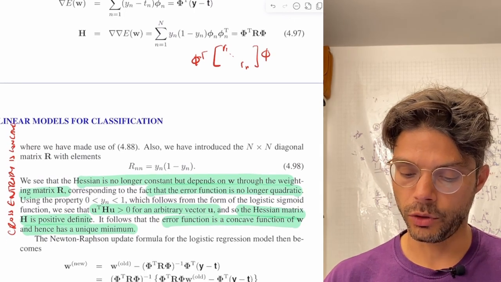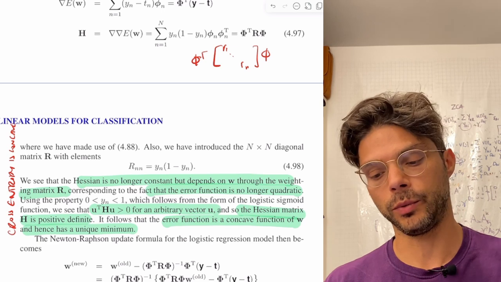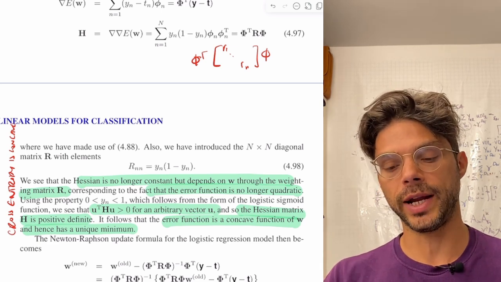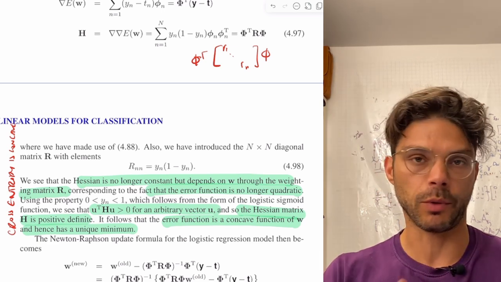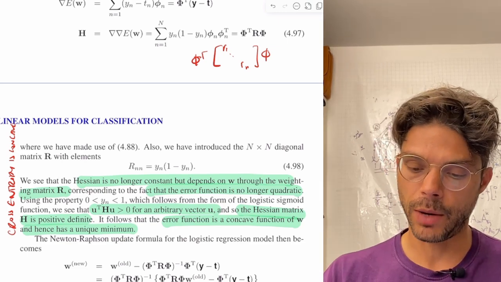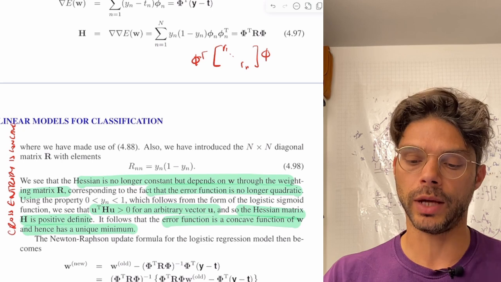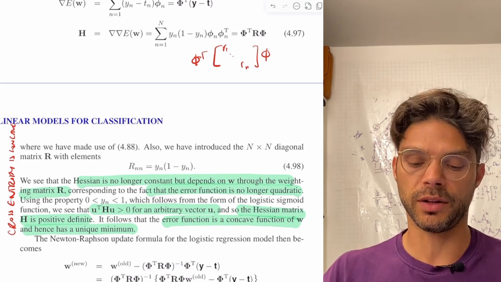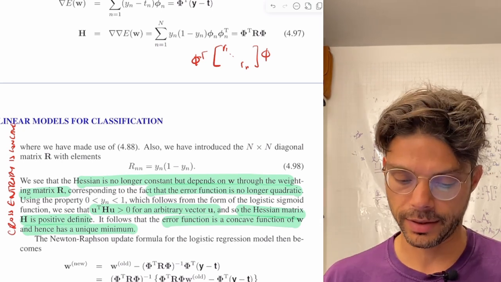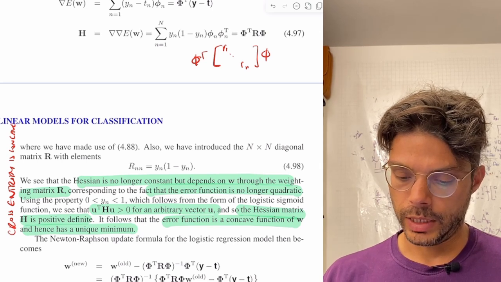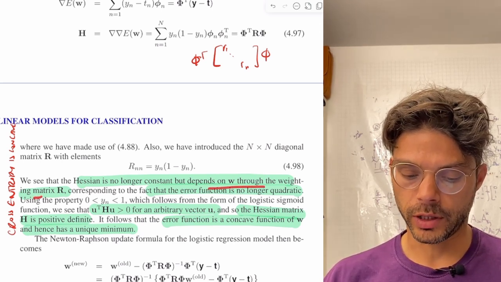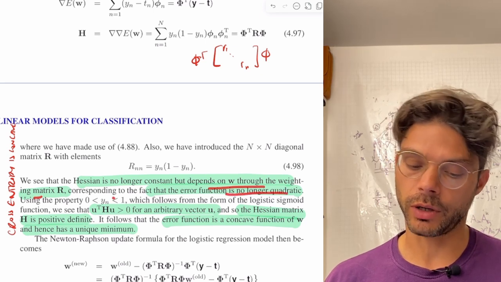We see the Hessian is no longer constant, right? If we had a quadratic, it would be constant everywhere. It would be like what we had before, phi transpose phi. But now we've got this dependence on location through this R, this diagonal matrix. It's kind of scaling the elements. It depends on w through the weighting matrix R, corresponding to the fact that the error function is no longer quadratic.